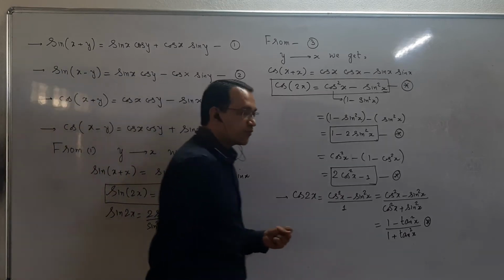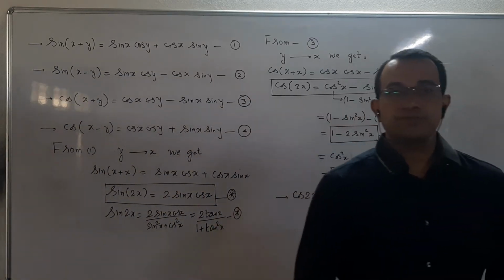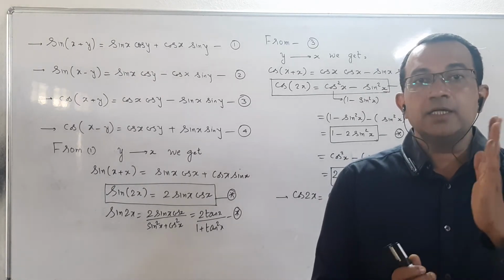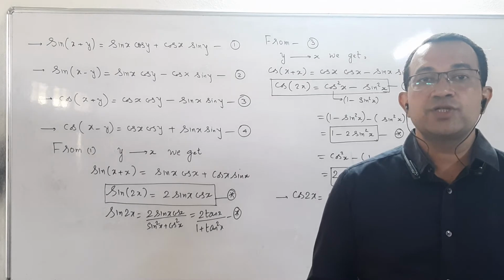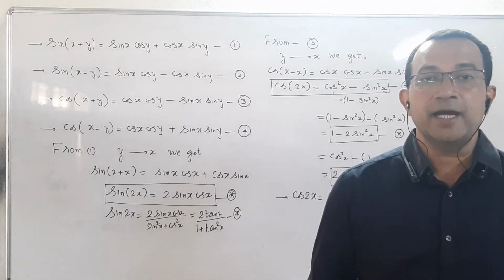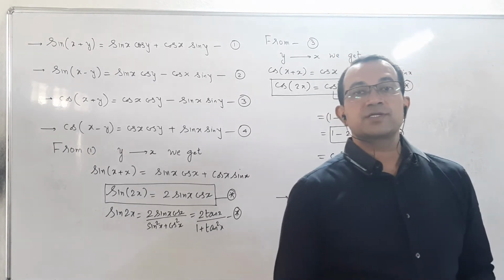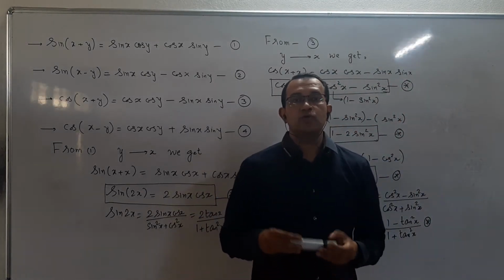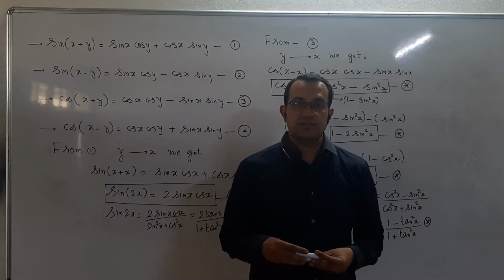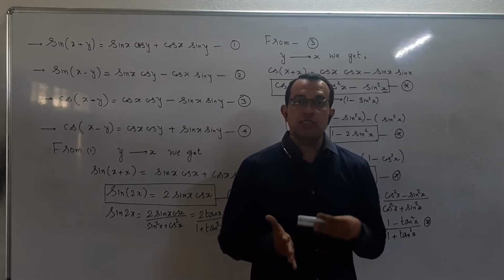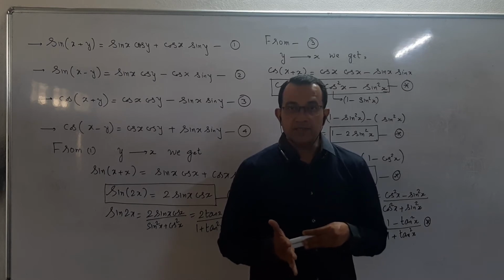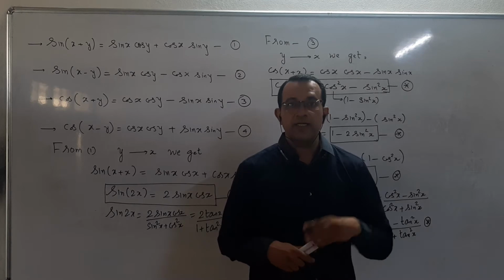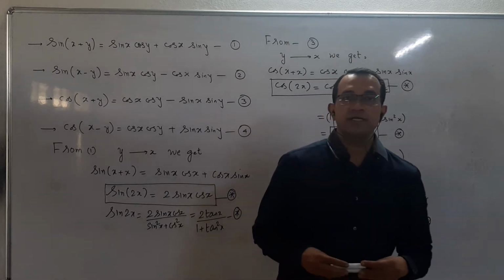Cos 2x has 4 formulas, and which formula to apply depends upon the situation, the sum and the given data. There is no prescribed rule as to which formula we have to apply first. So this totally depends upon the given data, whatever proof we want, and the requirement.